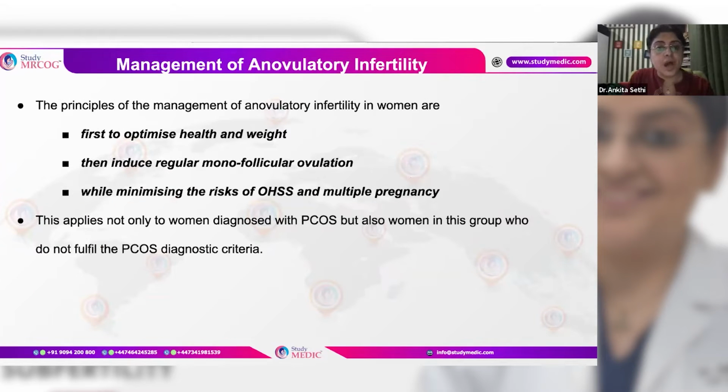So, coming to how do you manage anovulatory infertility? The principles of management of anovulatory infertility in women are first to optimize health and weight, then to induce regular monofollicular ovulation while minimizing the risk of OHSS and multiple pregnancy. This applies not only to the women diagnosed with PCOS, but also to women in group who do not fulfill the PCOS diagnostic criteria.